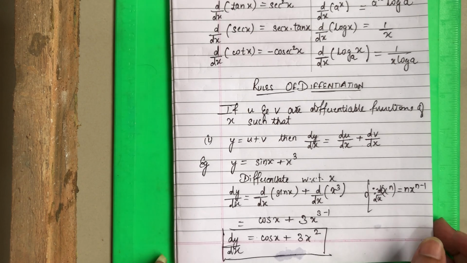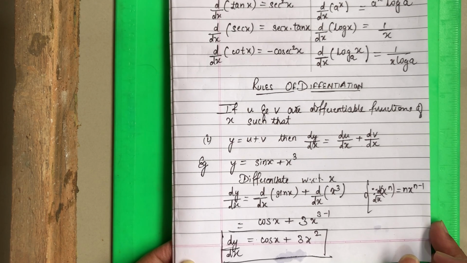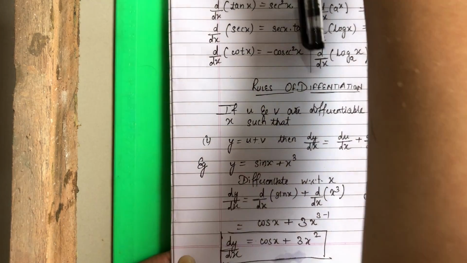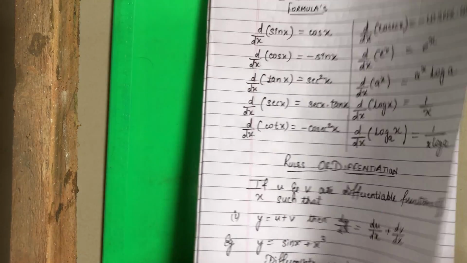Understood? This is your first rule, that is y is equal to u plus v. The differentiation dy by dx is equal to du by dx plus dv by dx. Now, the second rule.